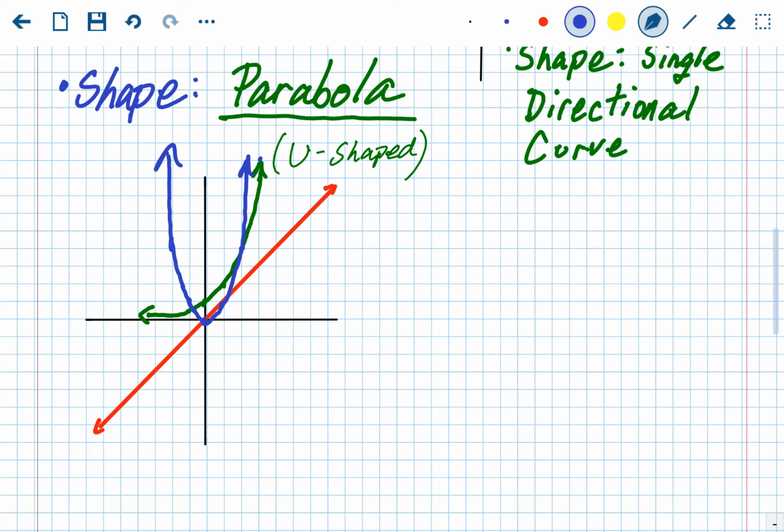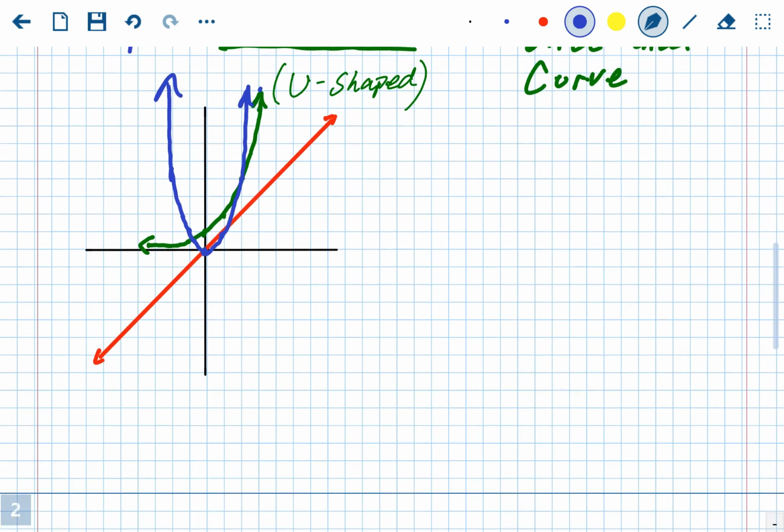All right, now right away, it looks like quadratics grow faster than exponential functions. As far as the growth goes, linear functions are going to be the slowest, followed by quadratics, and then exponentials are always going to rise the fastest out of all three of these.